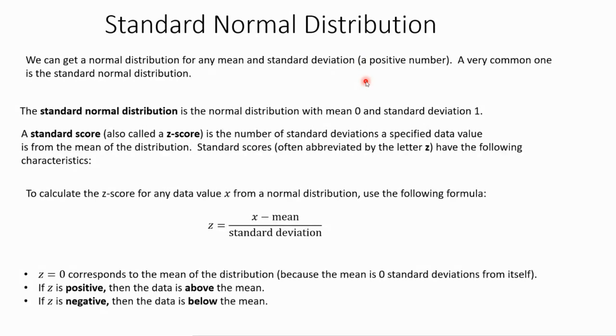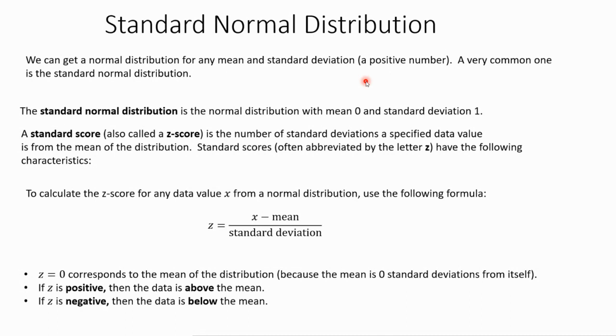I'm pretty sure I said this last time, but we actually can get a normal distribution for any mean and standard deviation. You give me any number for the mean and really any positive number for the standard deviation and we can get a normal distribution. Last time I showed you how to graph the normal distribution. Through Desmos, you can do that.